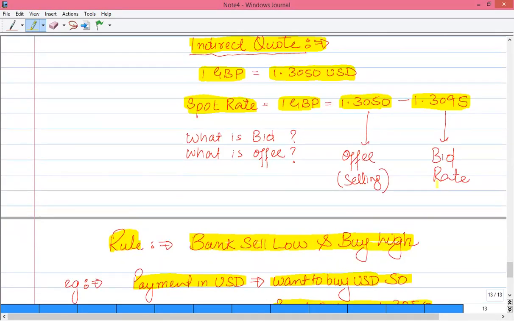Remember that the mechanism is a bit different when we compare it with the direct quote, or you can say that the rule is reversed in an indirect quote. When the bank uses the lower rate as a selling rate, this is beneficial for the bank, and when the bank is using a higher rate as a bid rate, it is always beneficial for the bank.